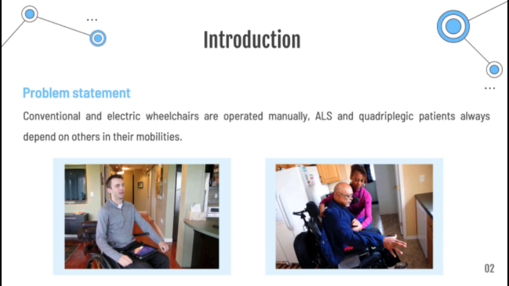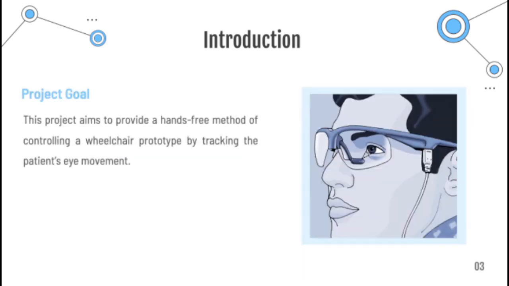Paralysis has several types according to the paralyzed area. Our main focus in this project will be on quadriplegia and amyotrophic lateral sclerosis, or ALS. Both patients cannot use the manually powered wheelchair or even the electric wheelchair. So this leads us to our project goal, which is to provide a hands-free method for controlling the wheelchair by tracking the patient's eye movement.